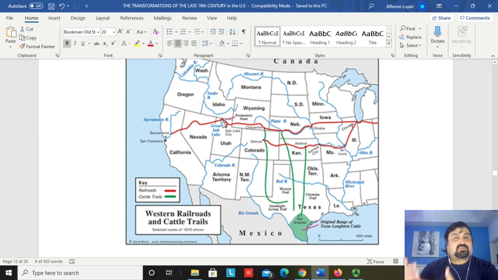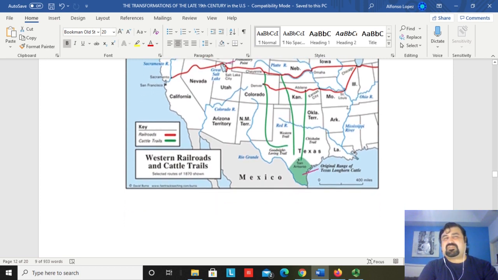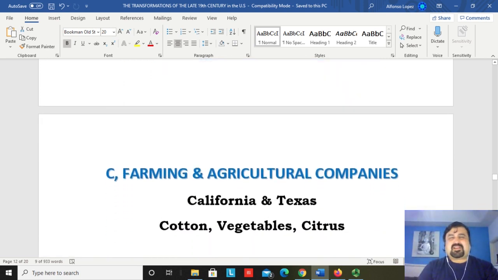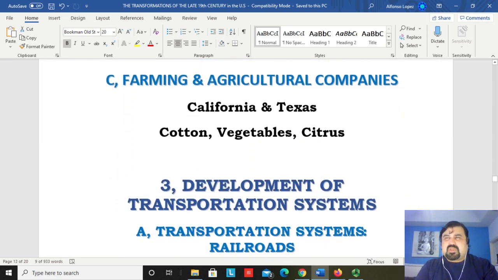So from Chicago, those animals are slaughtered and packaged, the beef that is, and then they're going to be transported all over the country. Okay, all over the country. So again, cattle ranching was not necessarily just an ordinary type of enterprise, because this has to be considered as an industry.